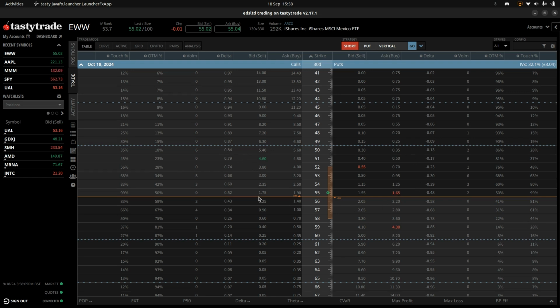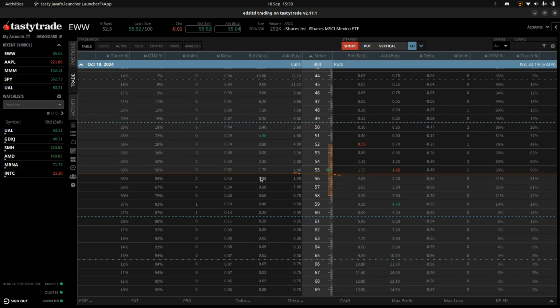So we want to have a look at the spread first of all. As we can see here, $1.75, $1.90, $1.25, $1.40. Our spread, as you can see, is anywhere from 10 to 20 cents wide, which is definitely not the best. However, it's not too bad. We can definitely still take a look at EWW, see if we can find a position.